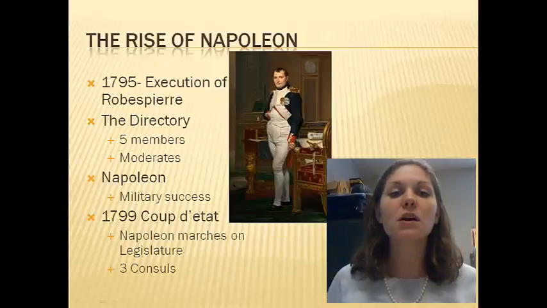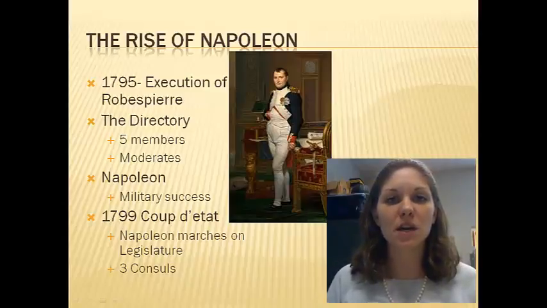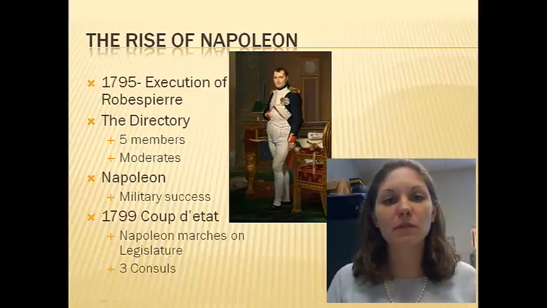First we're going to talk about the rise of Napoleon. We ended our last video talking about the end of the Reign of Terror when Robespierre is executed. After he is executed, the French people set up a form of government called the Directory. The Directory is a 5-member executive body, and they rule with a 2-house legislature. So they put 5 men in charge, and then they rule with a 2-house legislature.